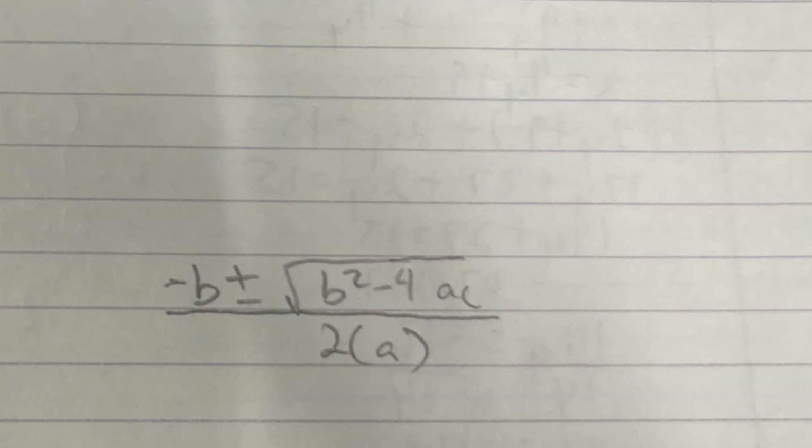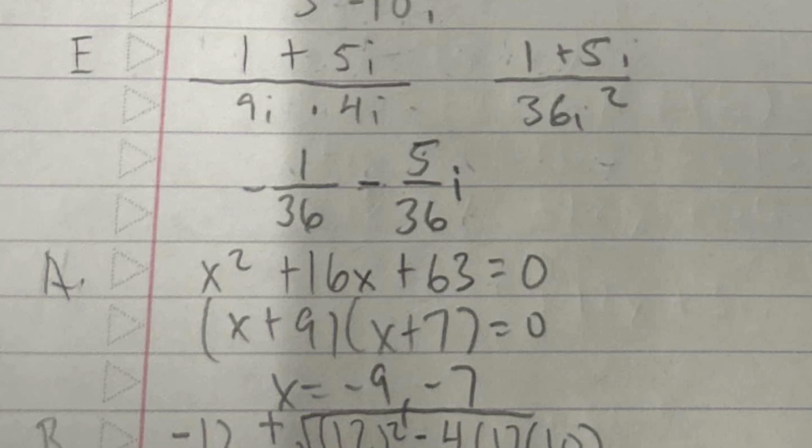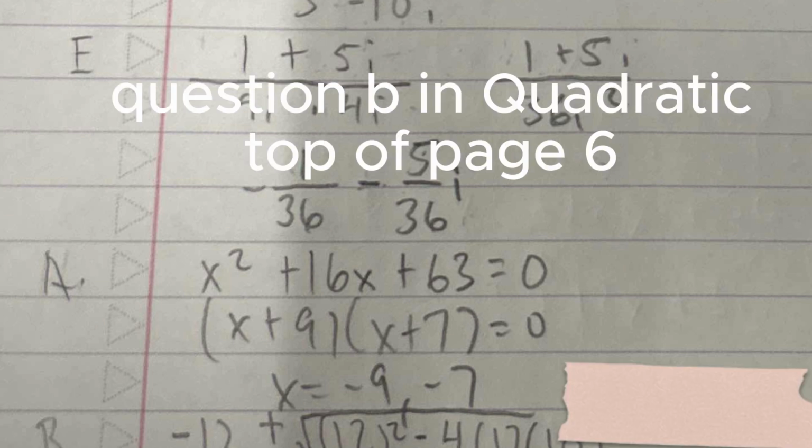Your best friend in solving these types of factoring equations is going to be negative b plus minus the square root of b squared minus 4ac, over 2a. But for x squared plus 16x plus 63, it's pretty simple. What you can do is just find two numbers that multiply to 63 and add to 16. That's going to be 9 and 7, so it could be x plus 9 and x plus 7, in different parentheses.